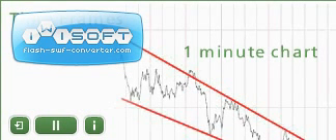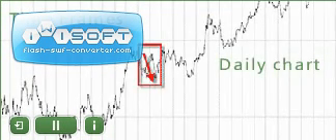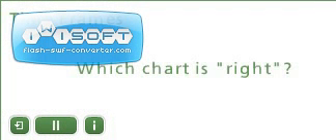Trends, support and resistance lines, and technical indicators look much different on a 1-minute chart than they do on a daily chart. For example, you may look at a 1-minute chart of Google and see that the stock price appears to be in a downtrend. If you switch your chart to a daily chart, however, you may see that the stock price has been in an uptrend for years. So which chart is right? Is Google in an uptrend, or is it in a downtrend?